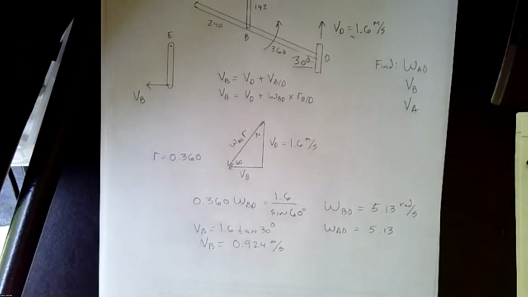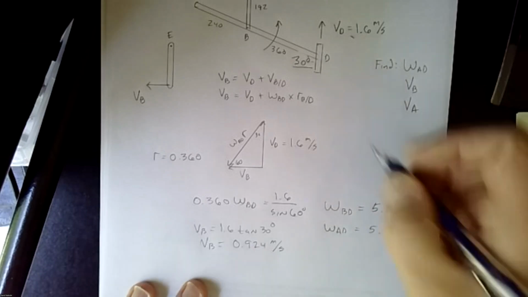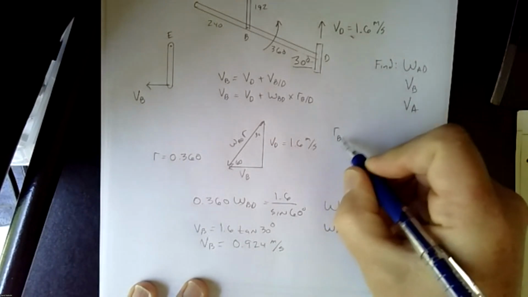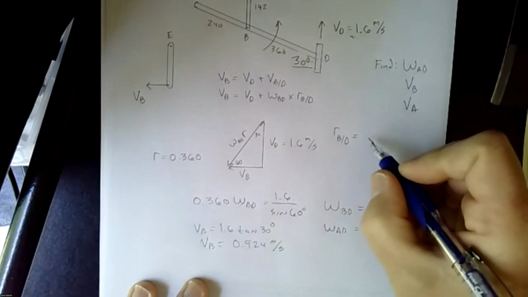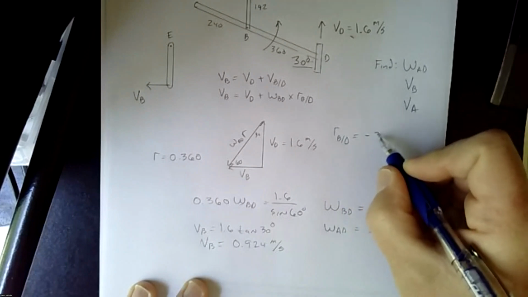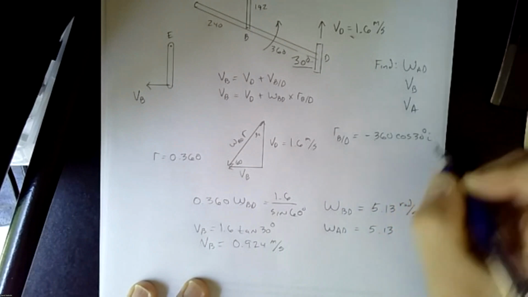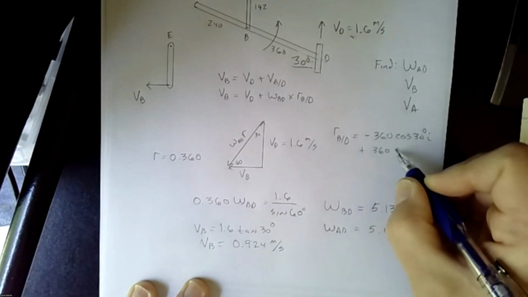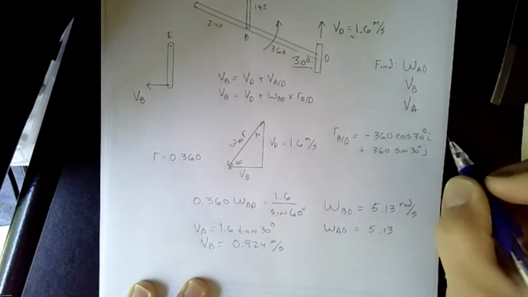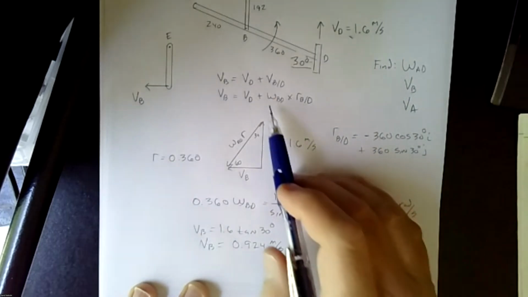I think the vectors tend to be more widely accepted in terms of student use, just because I think you guys are more familiar with using them. But again, if you don't like this, just do it like I showed before. Just go ahead, create a vector. So I can even write R B relative to D, and that's going to equal negative 360, and you can convert this to meters, but 360 cosine 30 degrees I plus 360 sine 30 degrees J. And then you'll go ahead and plug it in here.